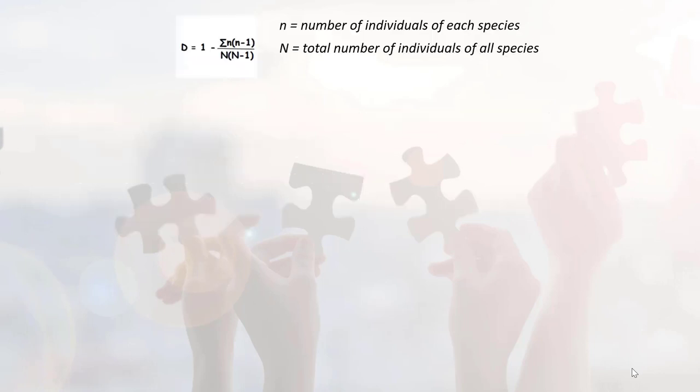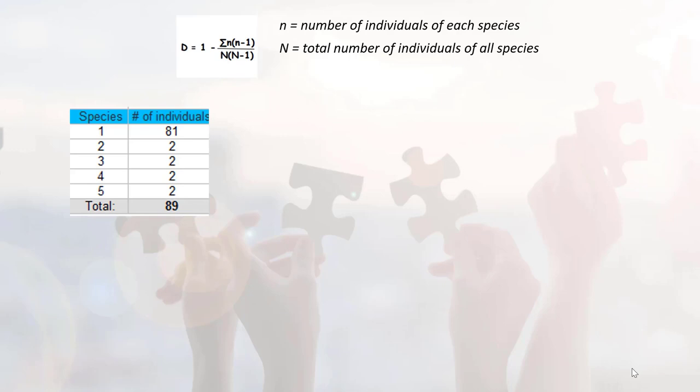Here's the formula for Simpson's diversity. Lowercase n is the number of individuals of each species, and capital N is the total number of individuals of all species. For this example, we're going to calculate the Simpson's diversity index for the following table of 5 species. If formulas are not your thing, I'm going to break this down into a series of steps.